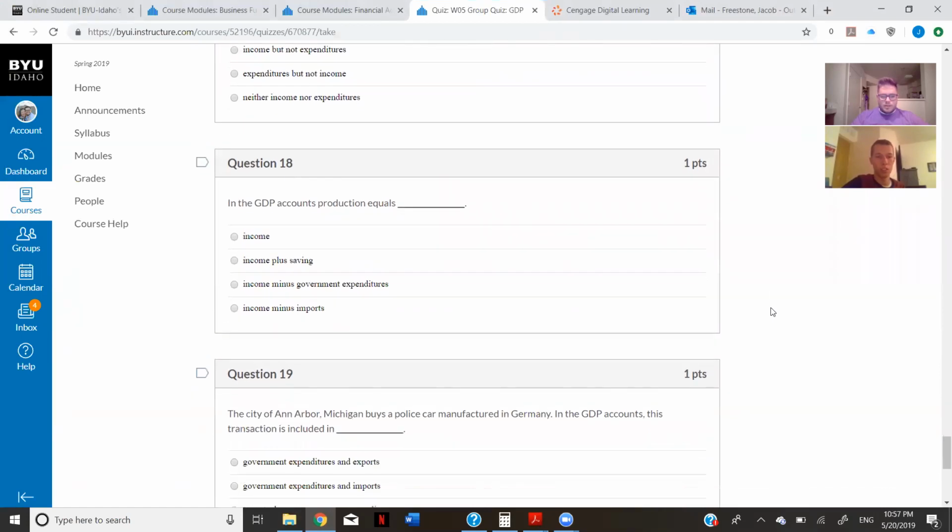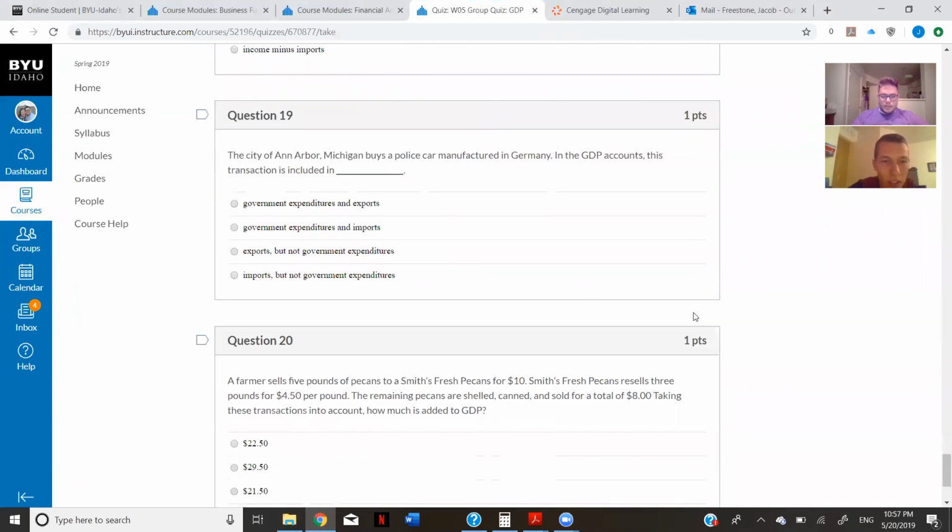Number 18, in the GDP accounts, production equals income, right? Yeah. Wait, equals what? Income. Yeah. And then 19, the city of Ann Arbor, Michigan buys the car in Germany. And we said that was government expenditures and imports, right? Well, that's what I thought, but I didn't double check that. Do you want me to try and find that? If you want, I think it's fine. Okay.